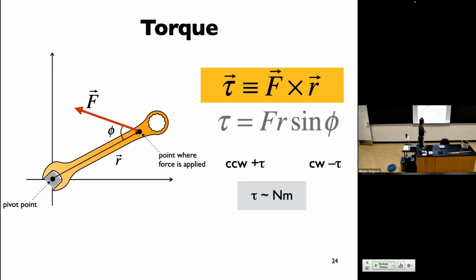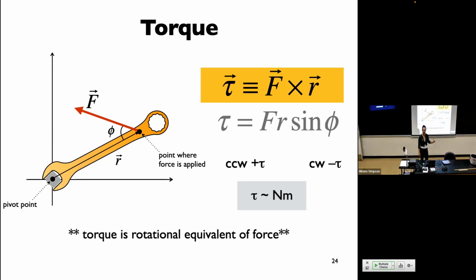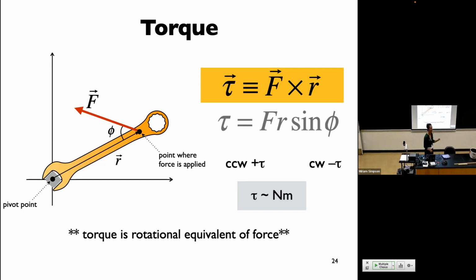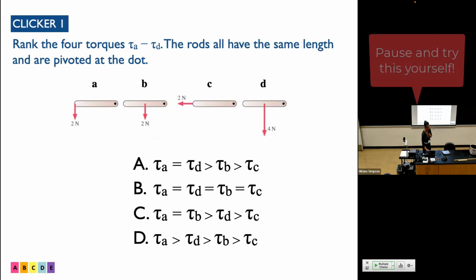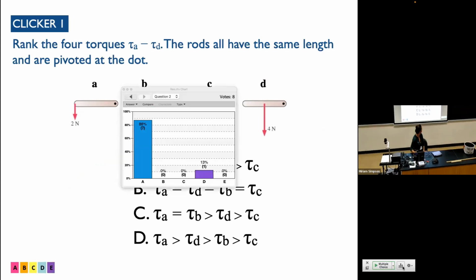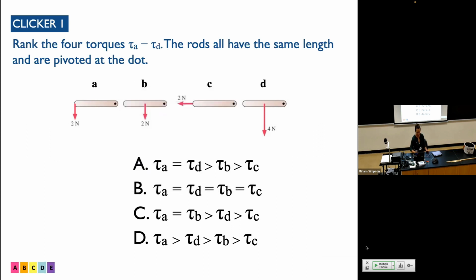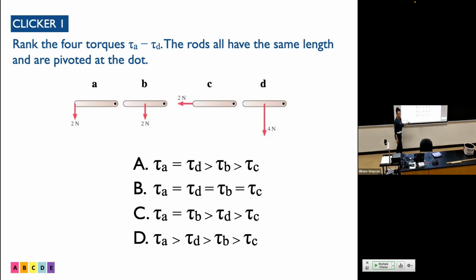Okay, so remember, torque is the rotational equivalent of force. And that means that anytime we have force, we can use torque. So we're going to try a clicker question. And remember, cross product, more perpendicular is bigger. All right, we have mostly A, which is great because A is the answer. But just to go through these, make sure this is following me.